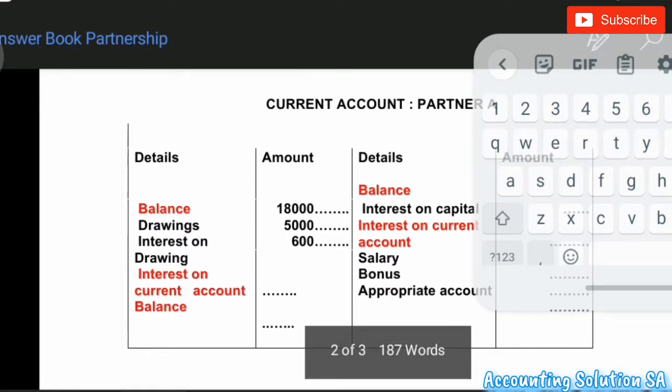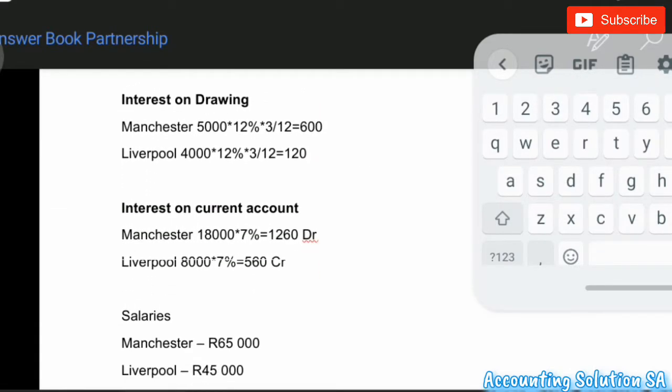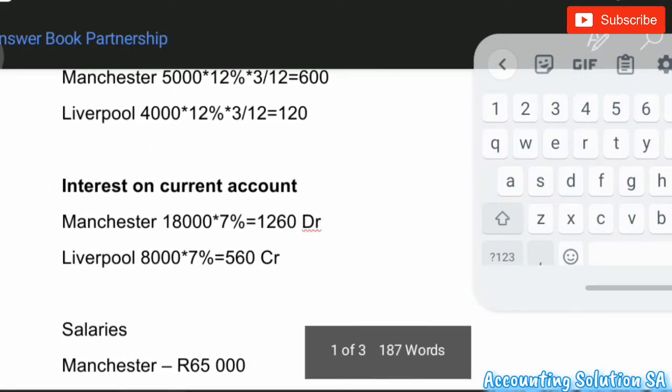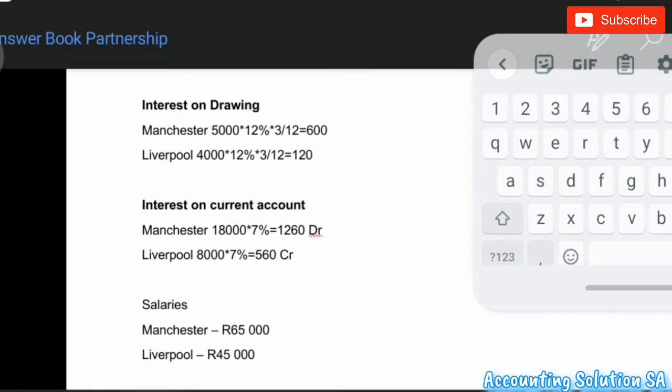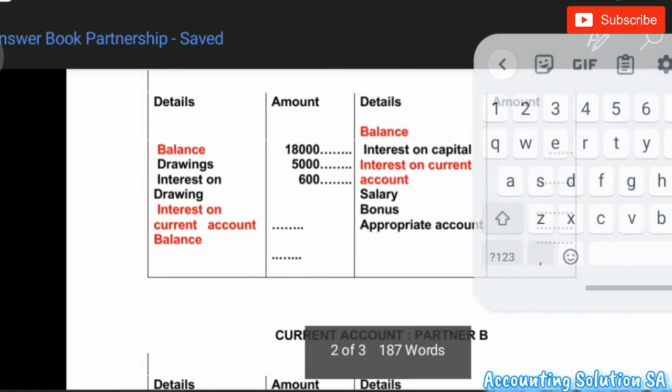Okay, now let's check interest on current account. Okay, interest on current account is the one that is sometimes changed. If you check under interest on current account that we calculated, we indicated that the one for Manchester is debit, the one for Liverpool is credit, which means that when we adjust, we have to take note of that. Which means that for Manchester, 1,260 is going to the debit side. 560 for Liverpool is going to the credit side. Okay, let's start with Manchester. 1,260.